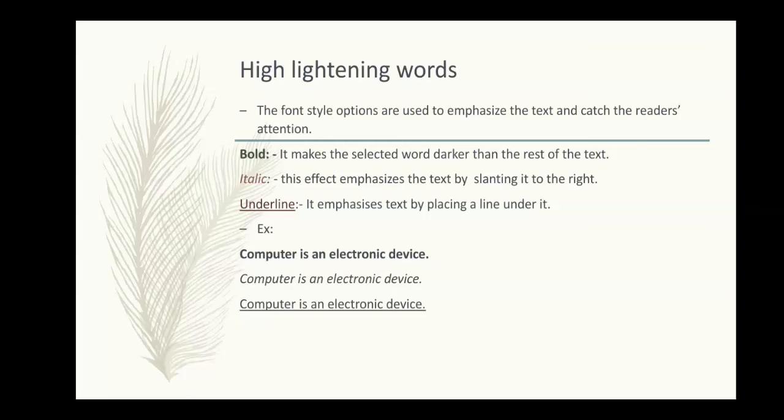The shortcut key for bold is Ctrl plus B. For italic we use Ctrl plus I, and Ctrl plus U is used for underlining the text.